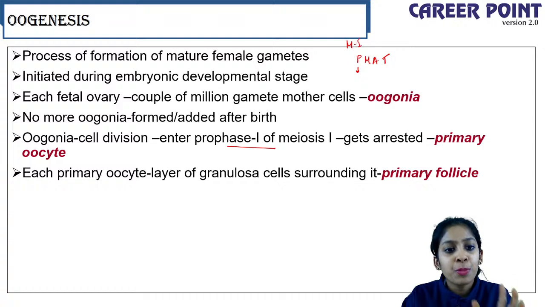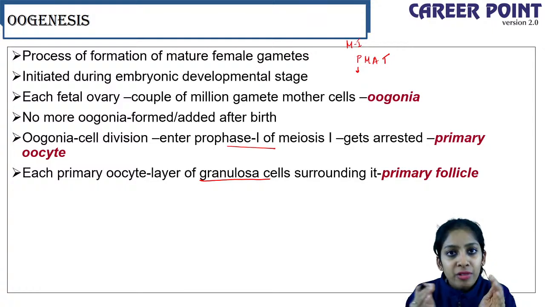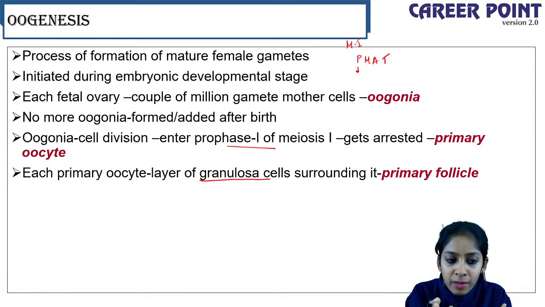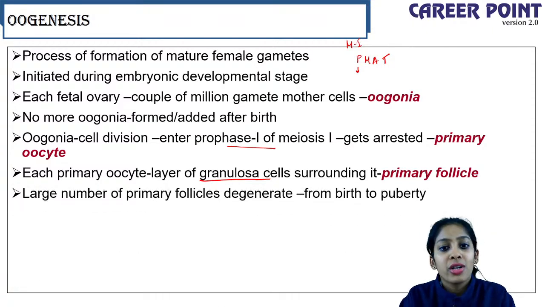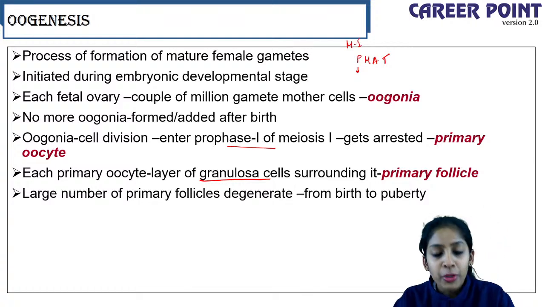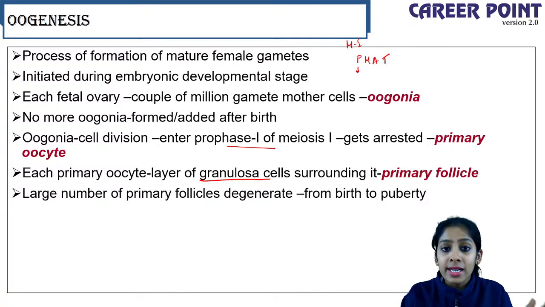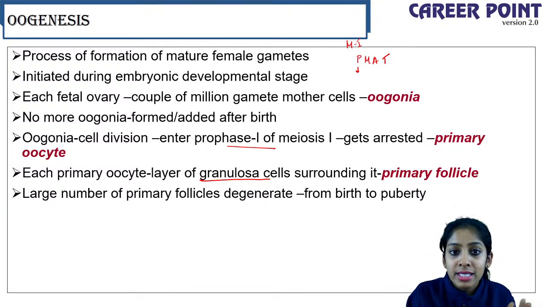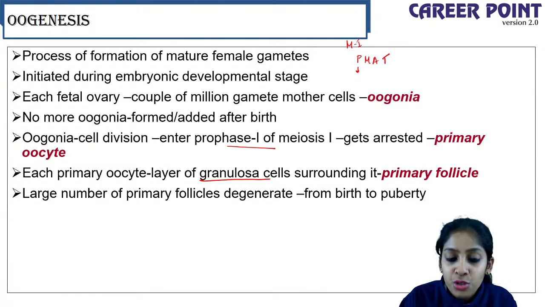Alright, so each primary oocyte has a layer around itself, that is a layer of granules, so that is granulosa cells. So now this primary oocyte, which is surrounded by the granulosa cells, is called the primary follicle. Alright, so a large number of primary follicles degenerate from birth to puberty. Because only at puberty the girl gets the menstrual cycle. Only during the menstrual cycle do you have the release of the ovum. But these gamete mother cells get formed at the time of birth, right? So a lot of them begin to degenerate.